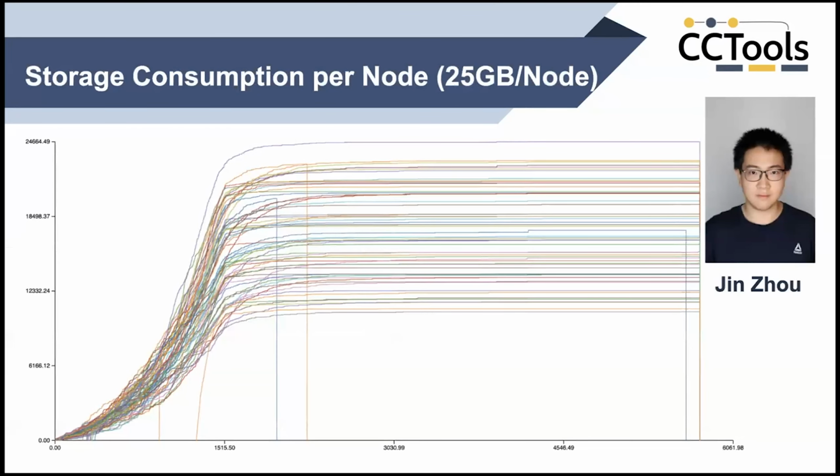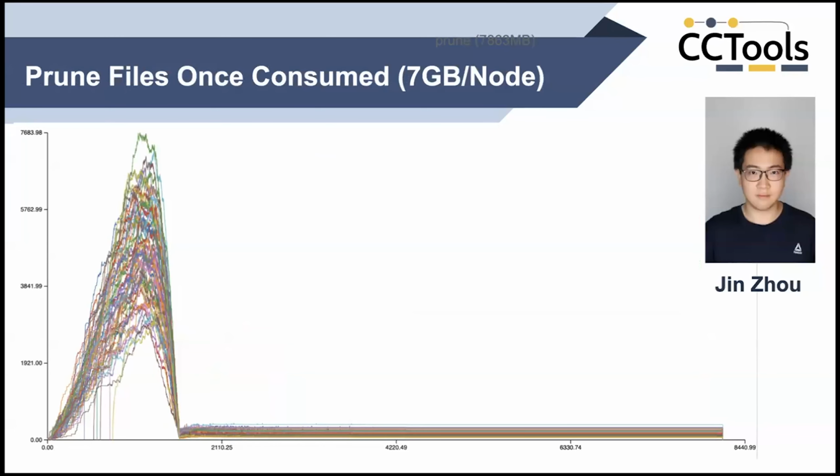So here's a workflow. This is the storage on each node, 25 gigabytes per node. And it's this graph back here, where basically the storage consumption goes way up and then stays up there. Well, Jin came up with some techniques here where we can start pruning the data as we go. And you can see you get a big drop off as soon as some data is consumed and no longer needed. Now we only need 7 gigabytes per node. That's pretty reasonable. But there's a long tail of execution here, because when you start deleting things, you can't go back when you lose them, right?